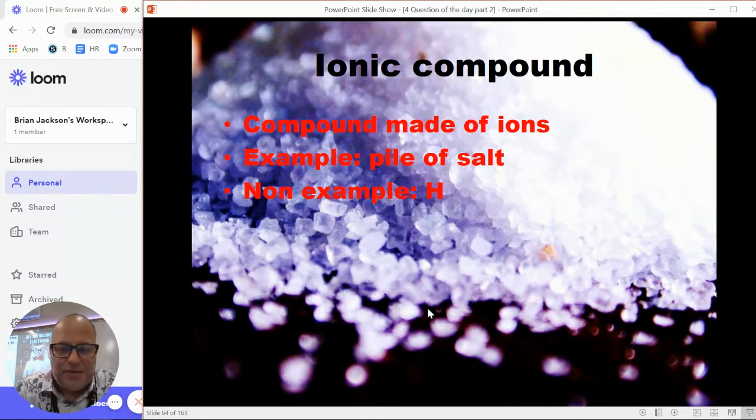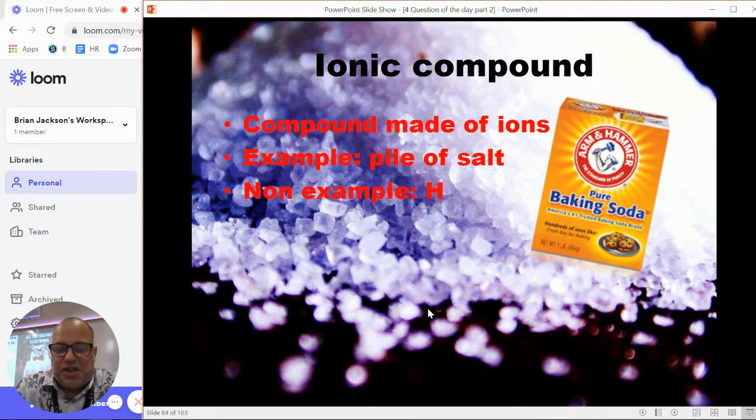An ionic compound is just like the polyatomic ions, but now there are so many millions, billions, trillions of them combined together that it's a compound. It's something you and I interact with. So now instead of it just being a little salt molecule or a couple of salt molecules, we're going to talk about an entire pile of salt, like a whole salt shaker full of salt, right? And it's not just salt.